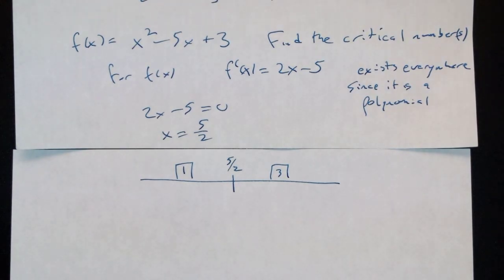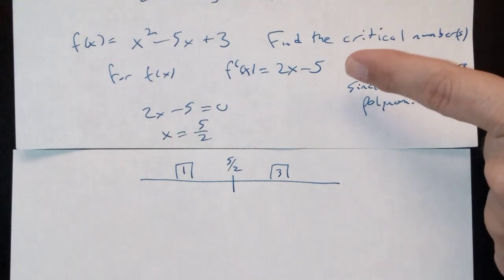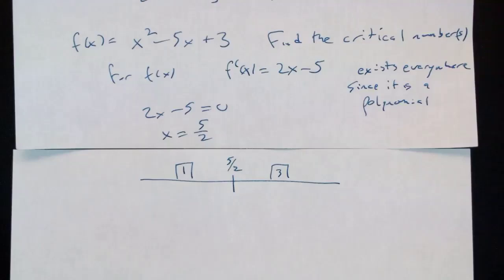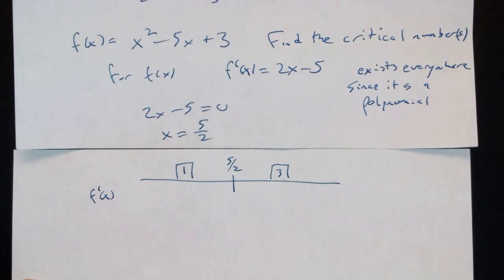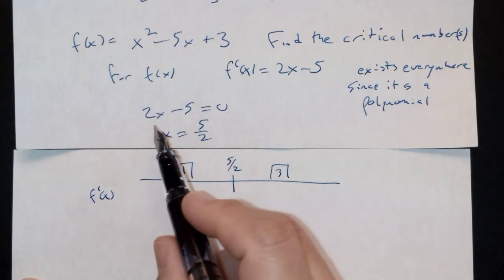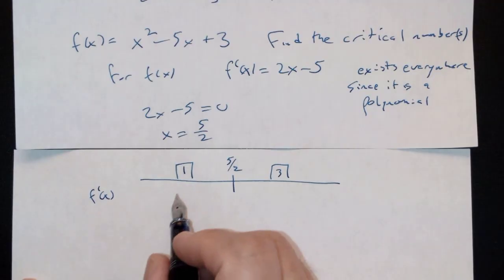Is my slope positive or negative at x equals 1? There's my derivative. What's f prime of 1? 2 times 1 minus 5 is -3. I don't care that it's 3, I care that it's negative.